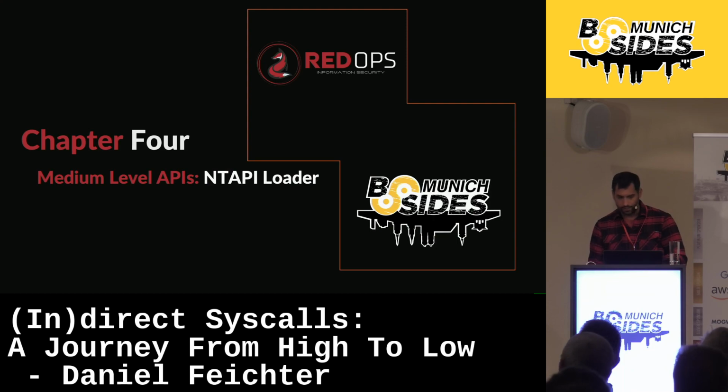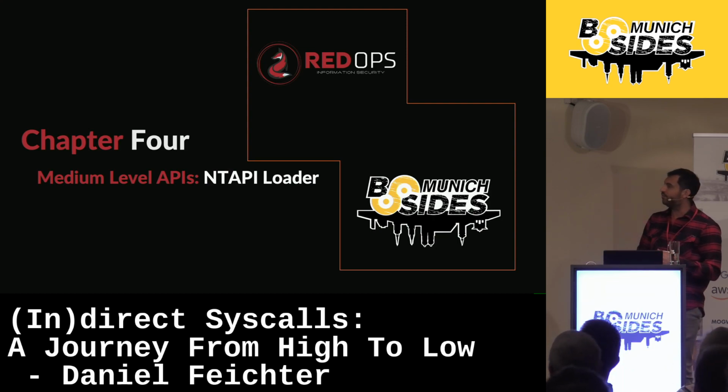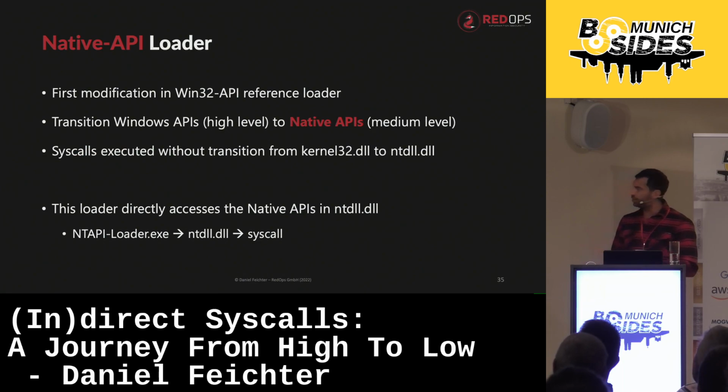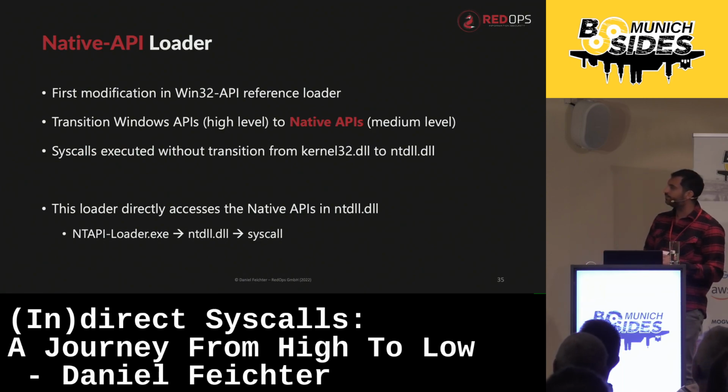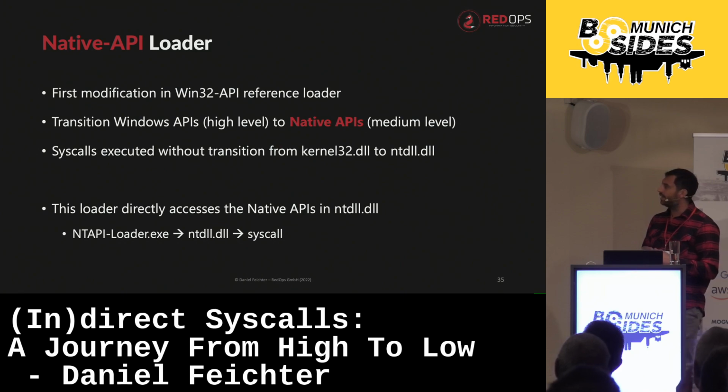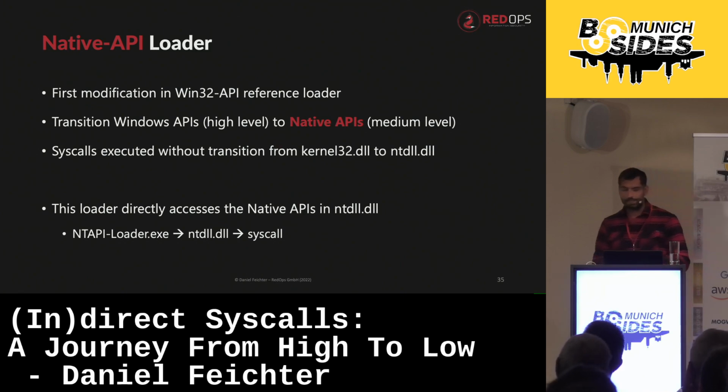So in the next step, we want to make the transition from high-level APIs, from Windows APIs, to medium-level APIs, to native APIs. So this is the first modification to our Windows 32 API loader. We now want to avoid asking kernel32 DLL or kernelbase DLL for the Windows API and directly implement native APIs into our shellcode loader.